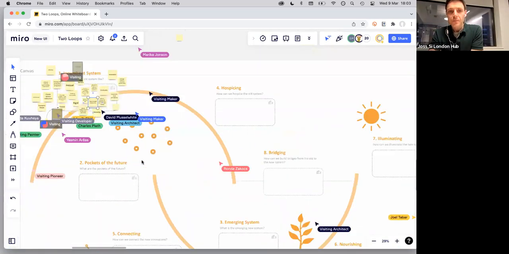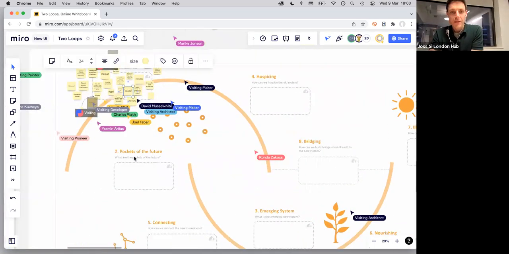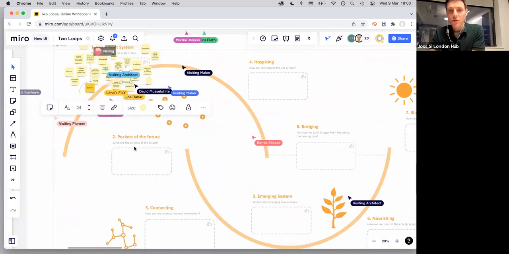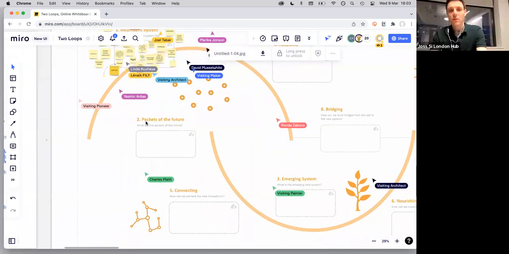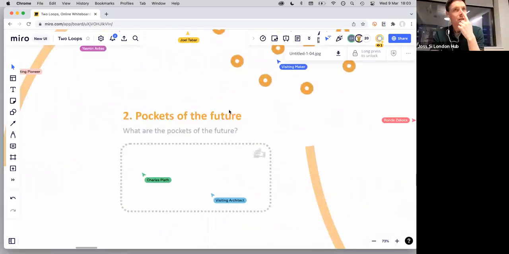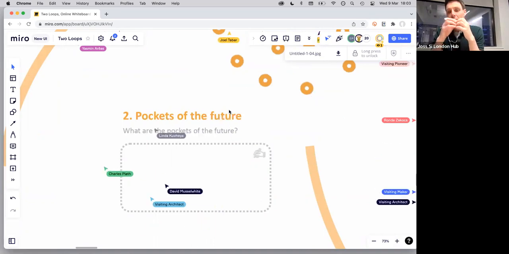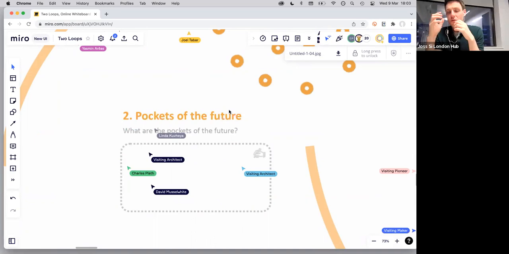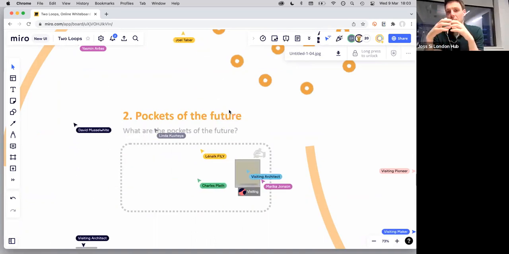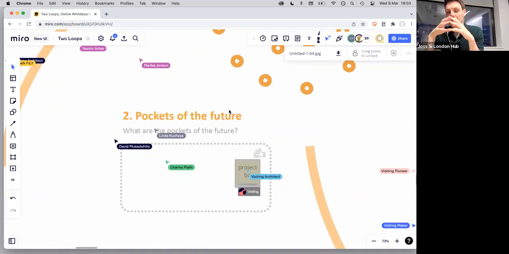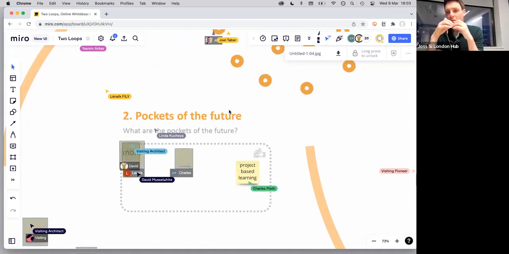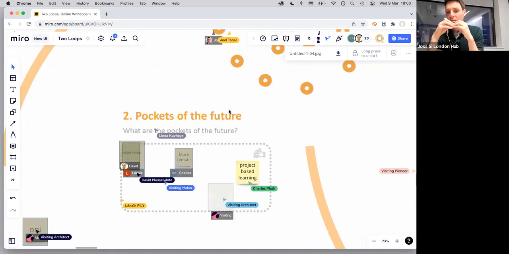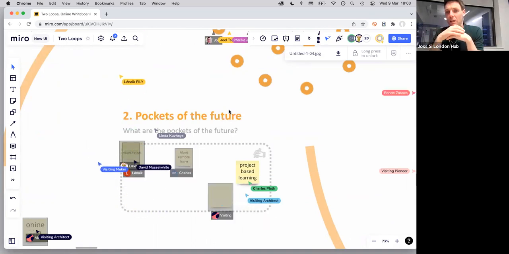So that was thinking about the incumbent system. And second step here is about thinking, what are the pockets of the future? So what is a pocket? What's a pocket of the future? A pocket of the future is something that exists in the present that if it developed and grew, it would bring into being the system that we'd like to see. So they're like the seeds almost of the next generation of this system. What do we think they look like?